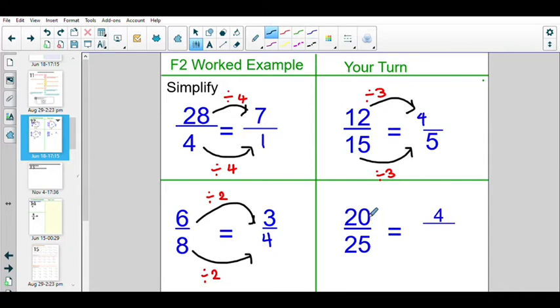The next example, I have 20/25 that is equal to a fraction with a numerator of 4. What do I divide 20 by to get to 4? It should be divided by 5. We do the same thing in the denominator, 25 divided by 5, and the answer is going to be 5. So the 20/25 fraction is equal to 4/5.